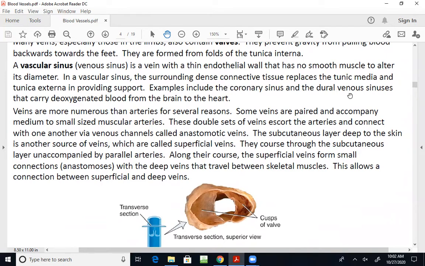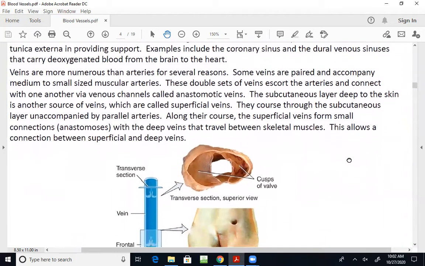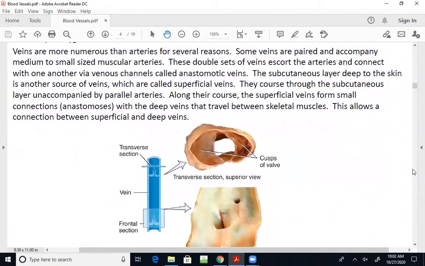And then there are also, well, we've actually talked about these back when we learned about the brain, the dural venous sinuses that carry deoxygenated blood from our brain back down towards our heart. We have a lot more veins than we do arteries for several reasons. A lot of our veins are in pairs, accompanying medium to small size muscular arteries. These double sets of veins escort the arteries and connect with one another via venous channels called anastomotic veins. So we see, once again, anastomoses, not just with arteries, but also with veins.